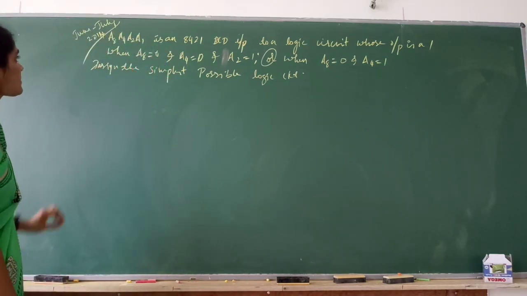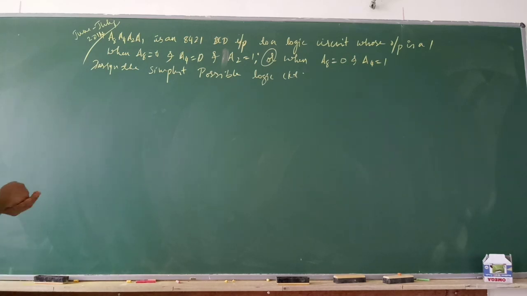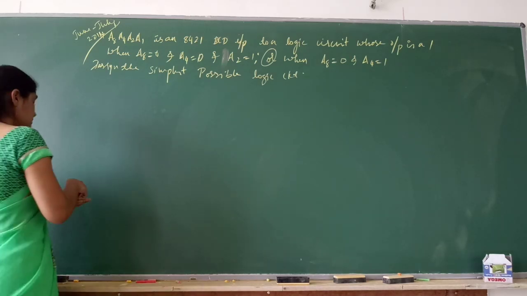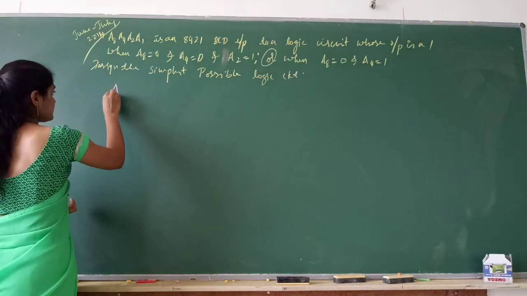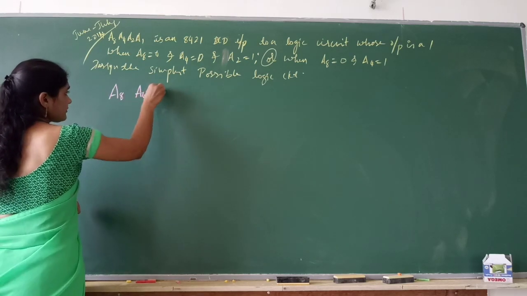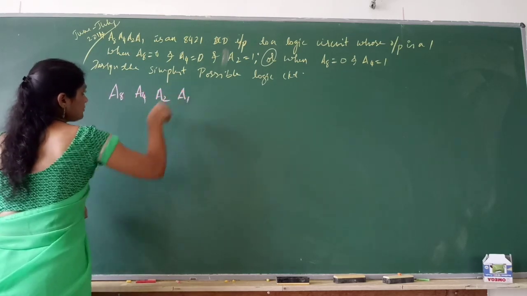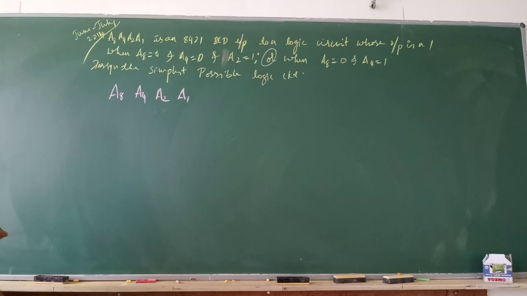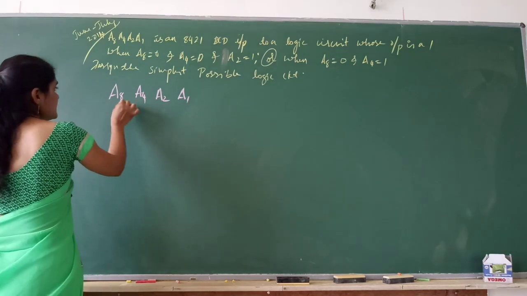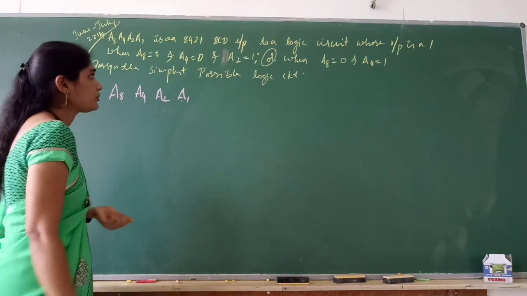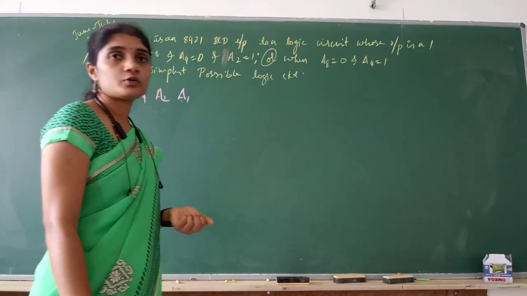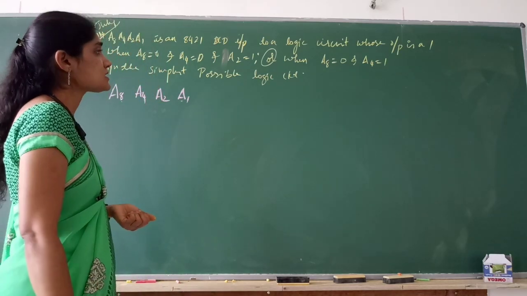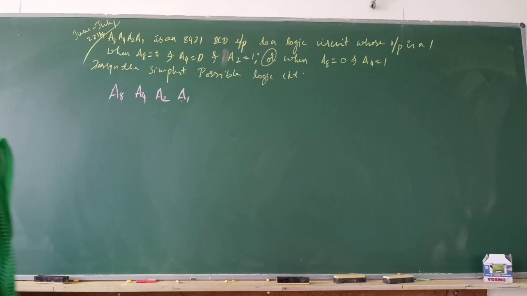The question is A8, A4, A2, A1 is an 8421 BCD input to a logic circuit. So these are the inputs to a logic circuit whose output is a 1 when the conditions are given.